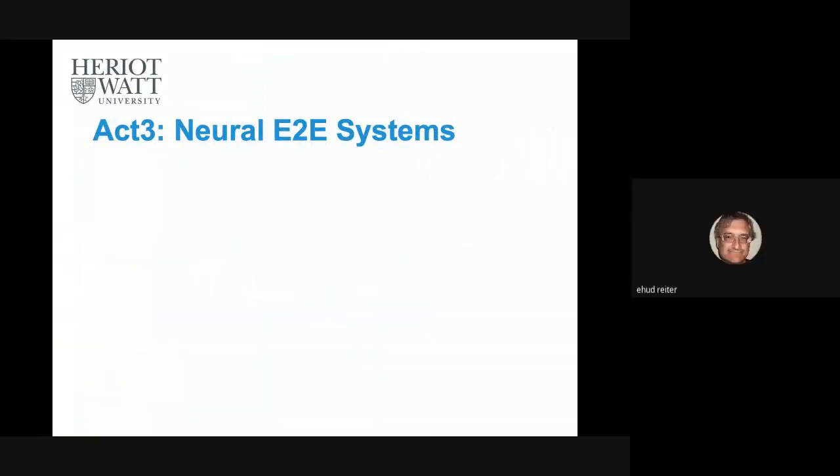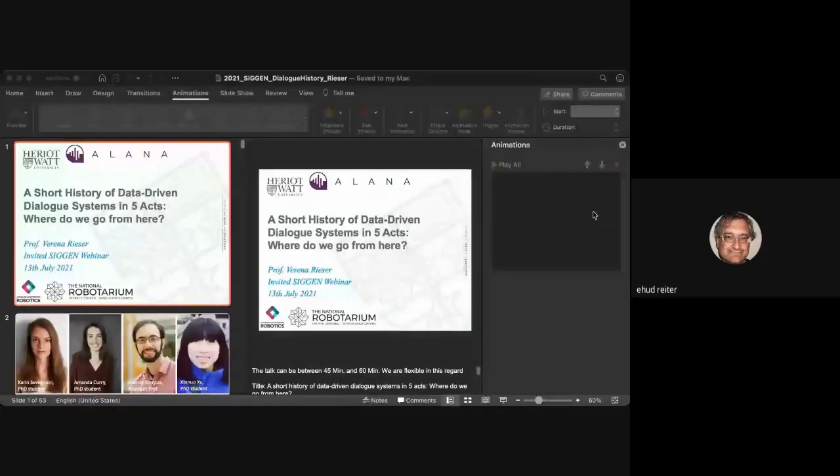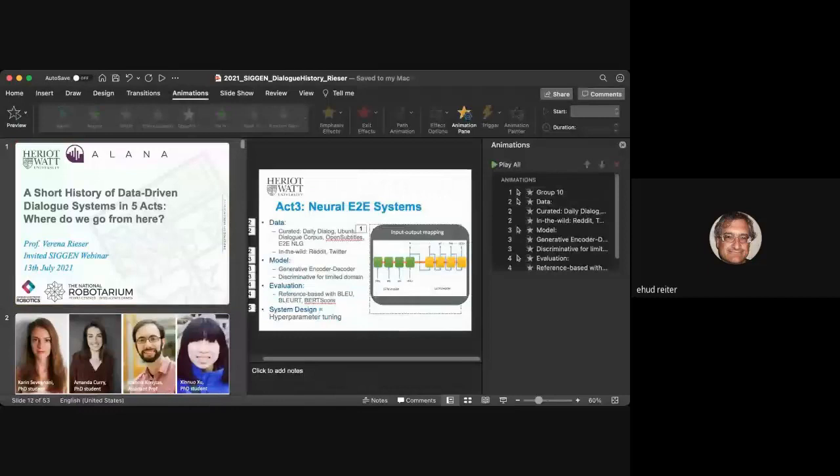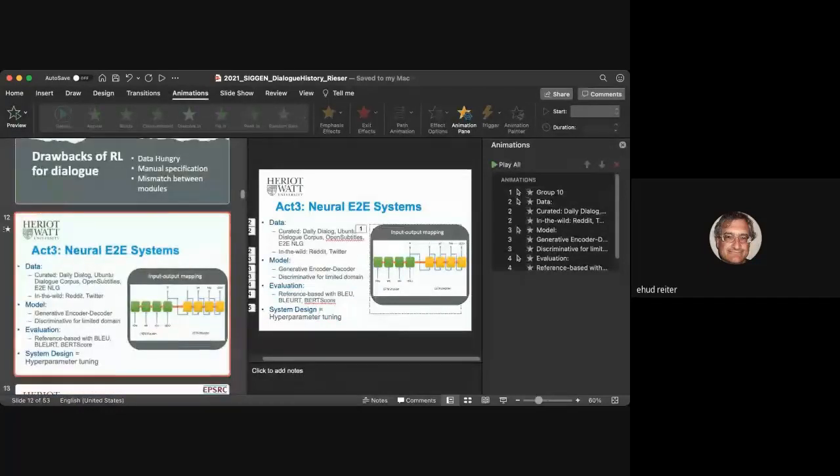Oh yeah. So before you go on to Act 3, we had a question for Act 2 from Francois Orte saying, isn't the lack of data still a problem for any new application that didn't exist before?